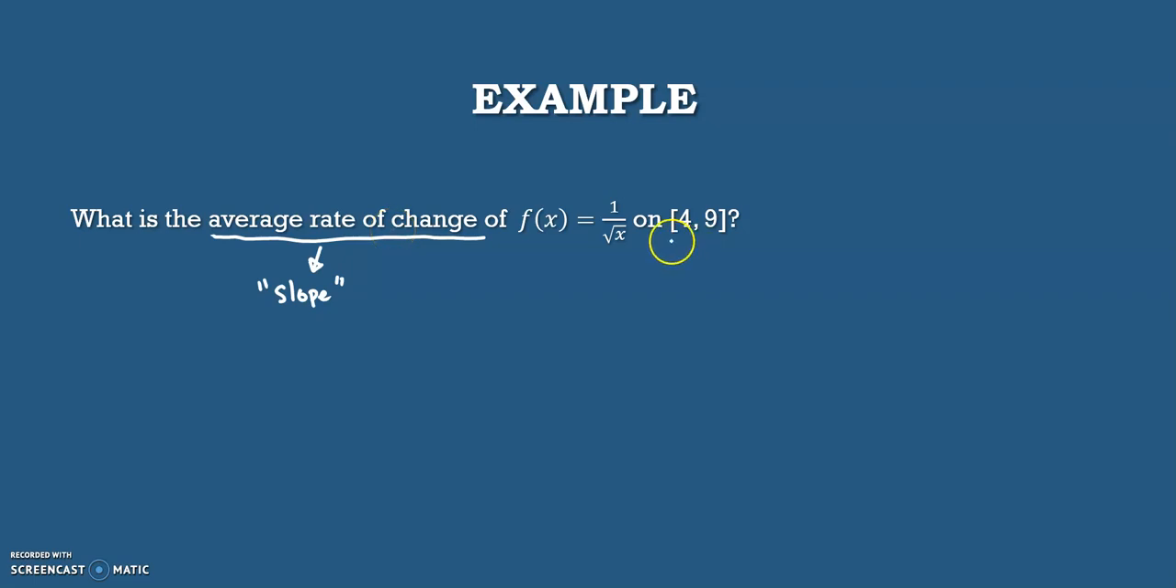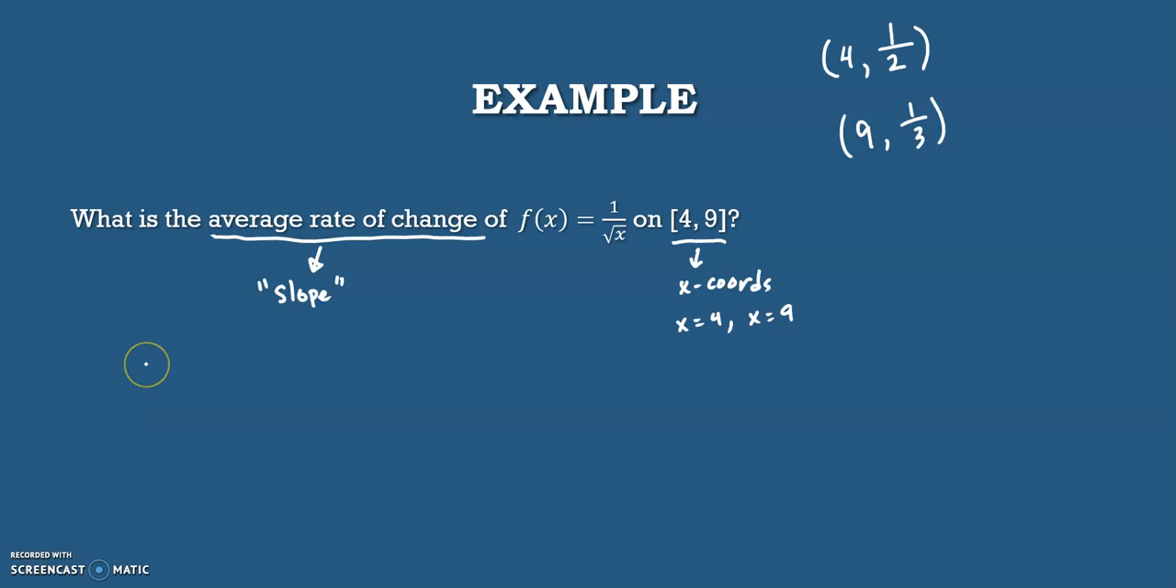Okay, and then we have an interval here. Remember, for an interval, these are x coordinates. So the beginning of our interval that we want the average rate of change is going to be x equals 4, and the end is going to be x equals 9. So if I want to find the slope, I need to figure out y coordinates. One of my ordered pairs would be 4, comma. If I plug in 4 here, I get 1 over square root of 4, which is 1/2. And if I plug in 9, I get 9, comma, 1/3.